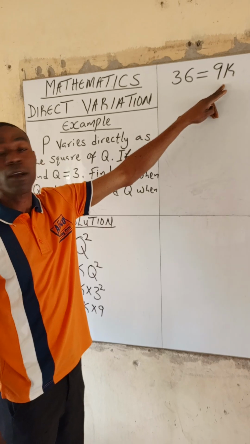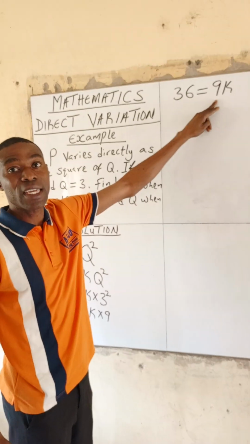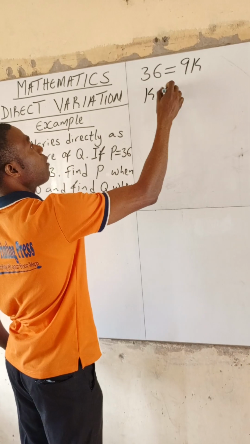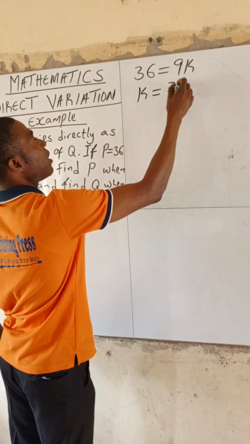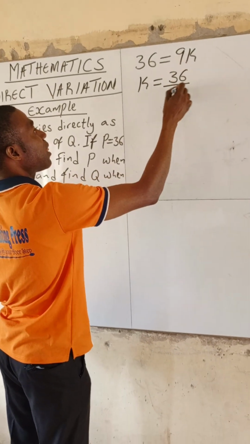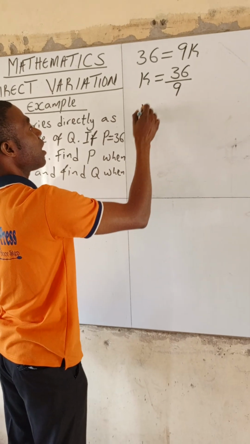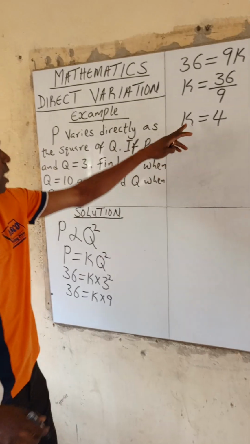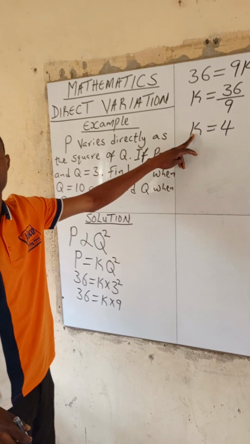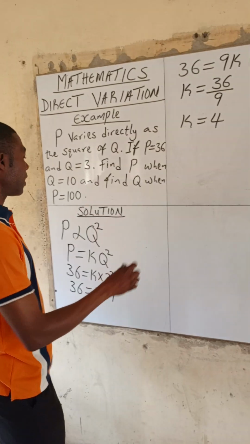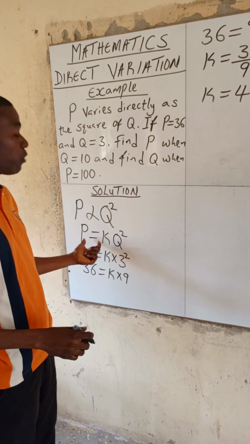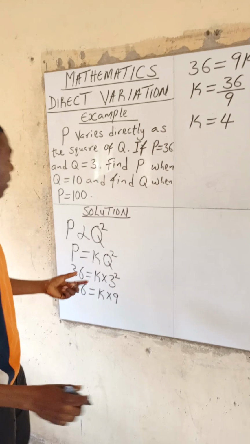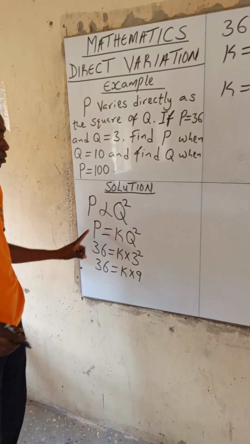So to find K, we are going to divide through by 9. So we now have K equals 36 divided by 9. Then K equals 4. So this K is a constant. In that case now, we are going to find the relationship between P and Q. So to find the relationship between P and Q, we'll come back to this expression.